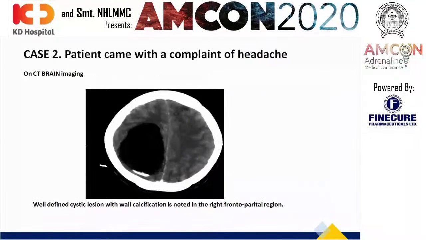Next. This is case 2. The patient came with a complaint of a headache. On CT brain imaging, a well-defined cystic lesion with wall calcification is noted in the right parietal region.